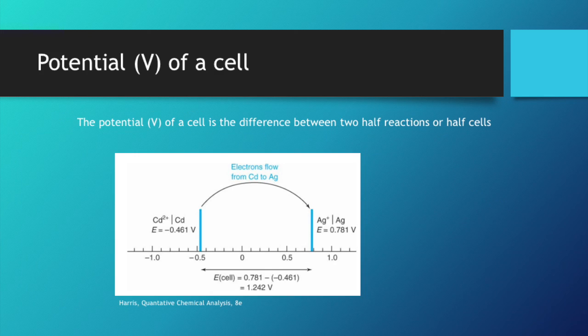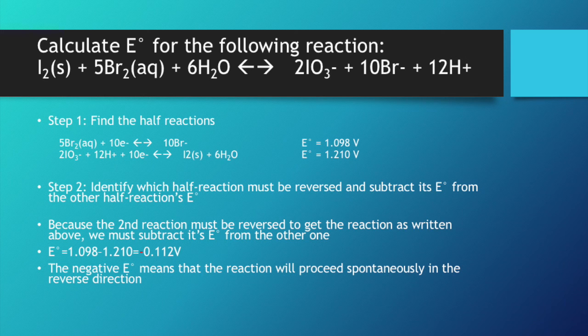So in addition to measuring or calculating the standard reduction potential, we can also calculate the potential or voltage of a cell. And that is simply the difference between the two half reactions or half cells. And in a later slide, I'll show you exactly how to calculate the potential of a cell and a half reaction. So now I'll show you how to actually calculate your E naught value for a specific equation.